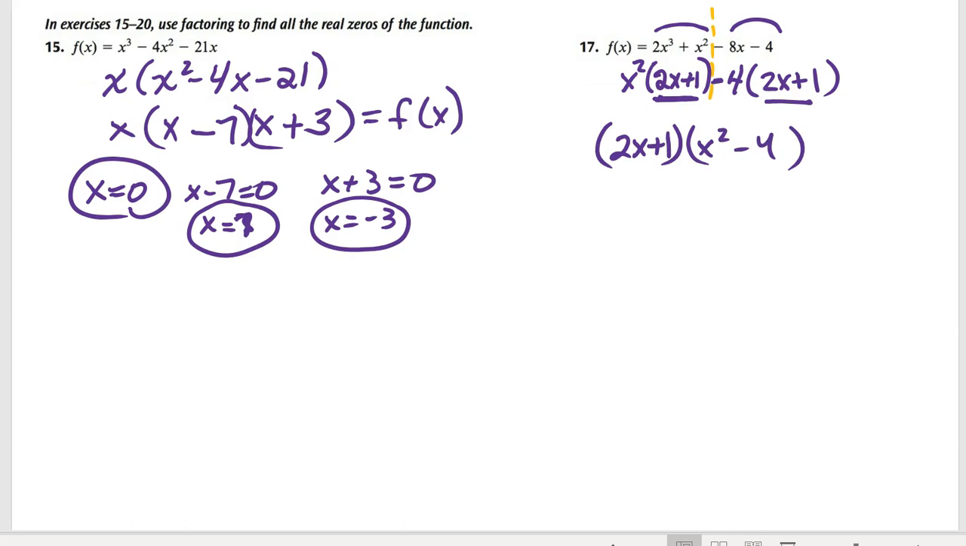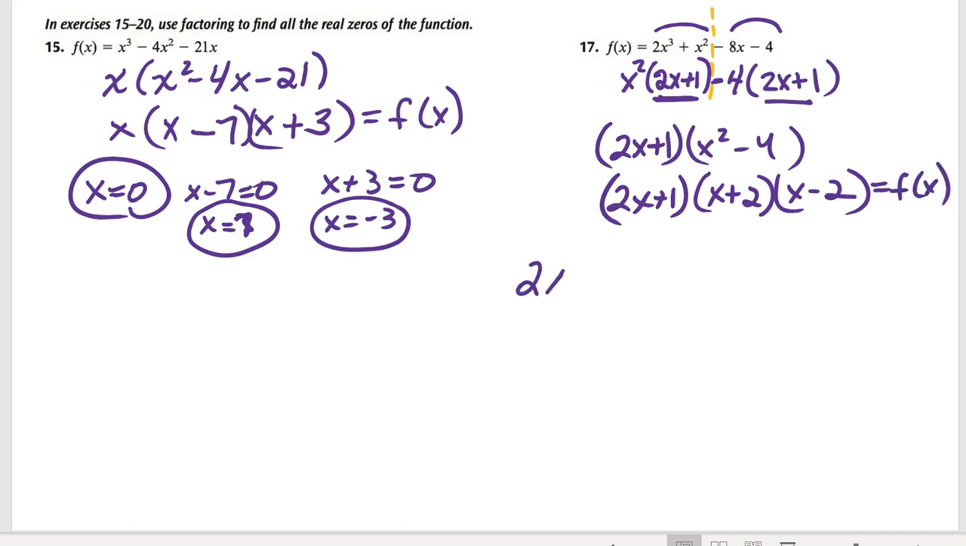When you're done, you need to make sure that you can't keep factoring. So we see that 2x plus 1, you can't factor any farther, but x squared minus 4 is a difference of squares. And we know difference of squares will be x plus 2 times x minus 2, and then we'll have 2x plus 1 in the front. To find the zeros, we set each factor equal to 0. So 2x plus 1 is equal to 0, x plus 2 is equal to 0, and x minus 2 is equal to 0, and we solve.